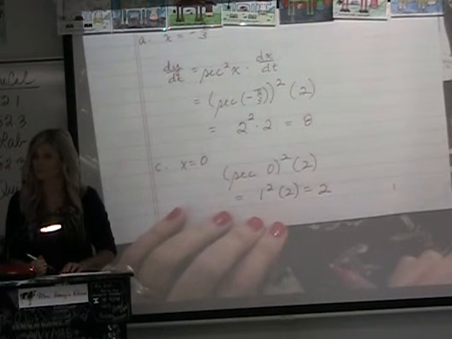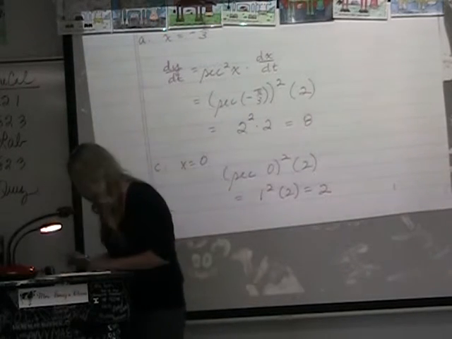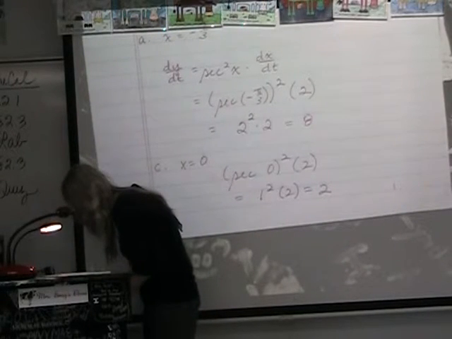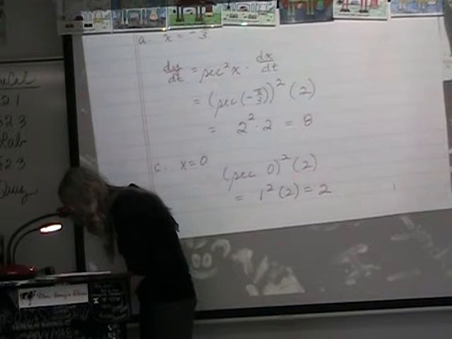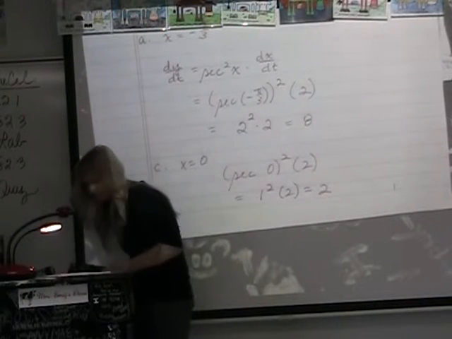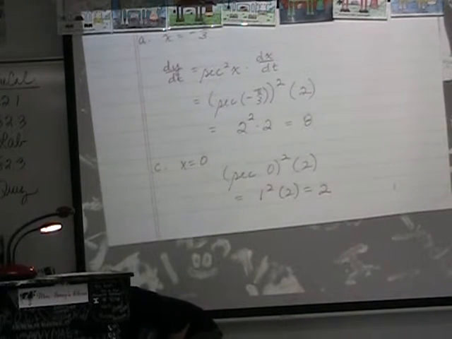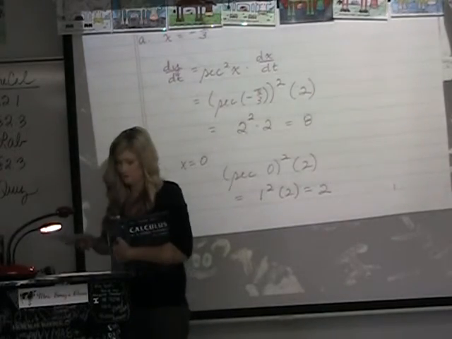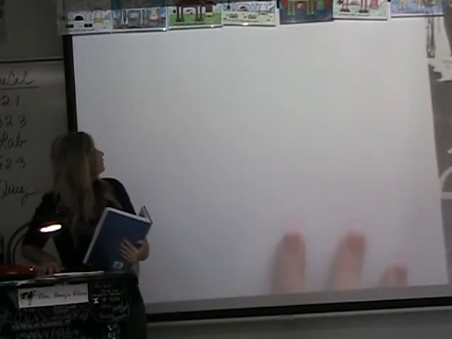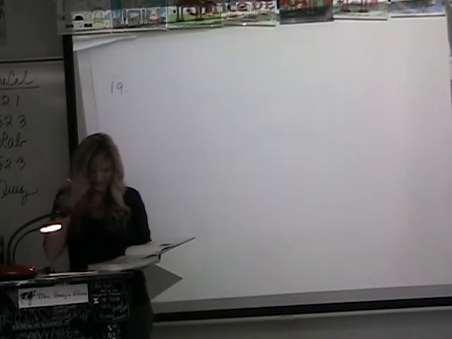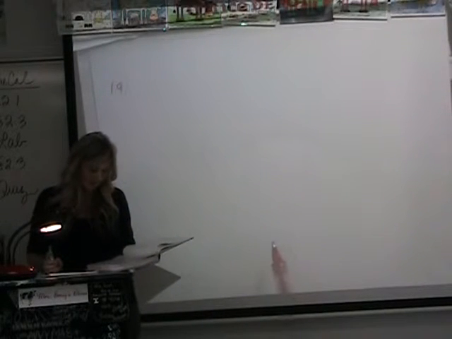Yes? Can we do 19? Sure. So 19, let's see. It's talking about a spherical balloon. I'm going to have to grab another sheet here. Okay, so 19 says a spherical balloon is inflated with gas at a rate of 800 cubic centimeters per minute. How fast is the radius increasing at the instant the radius is 30 centimeters and then 60 centimeters?